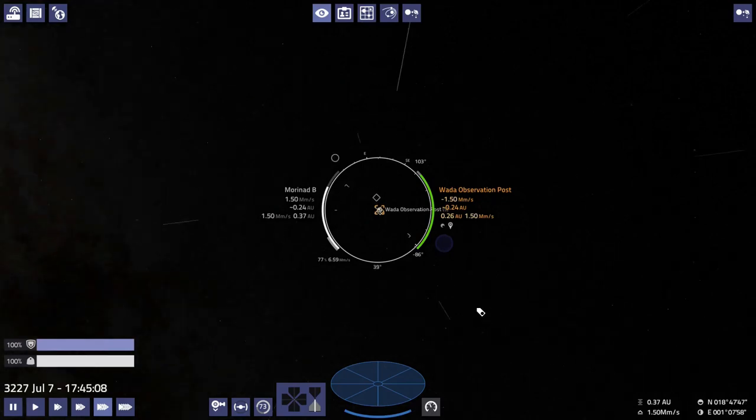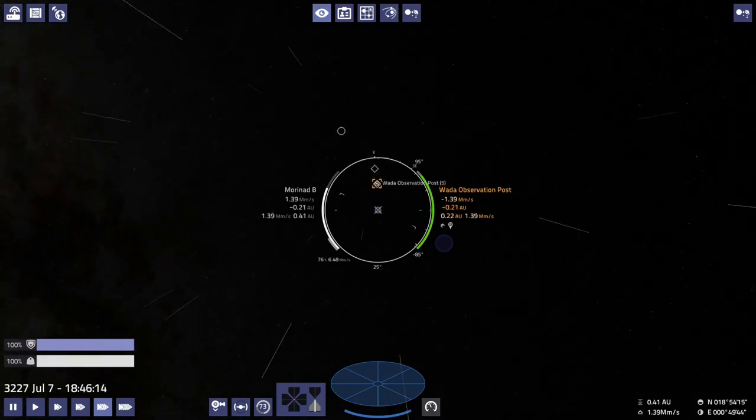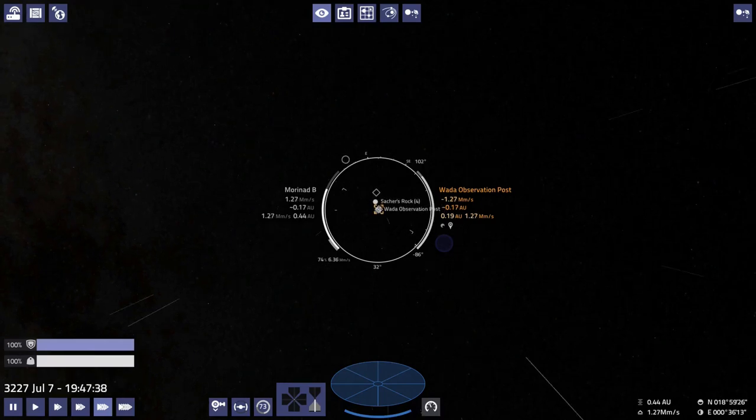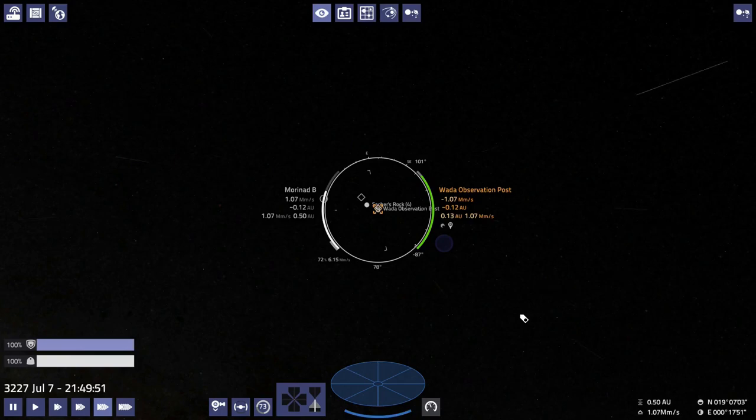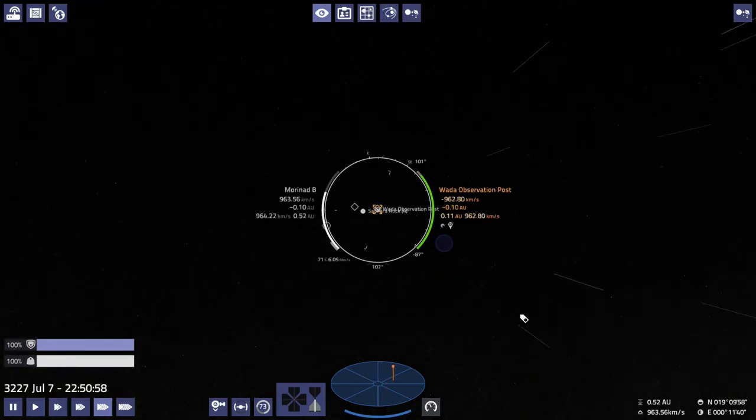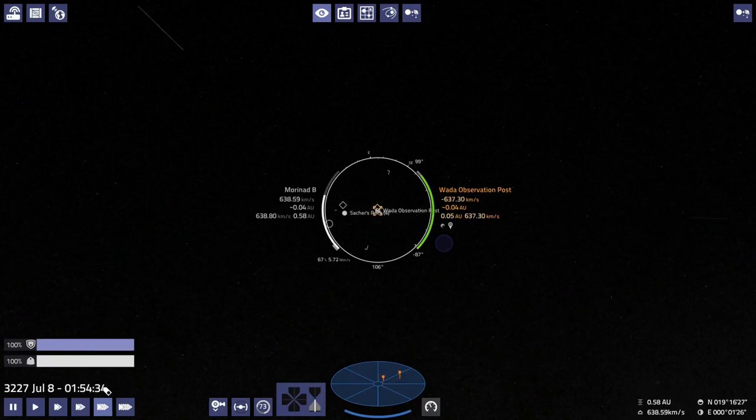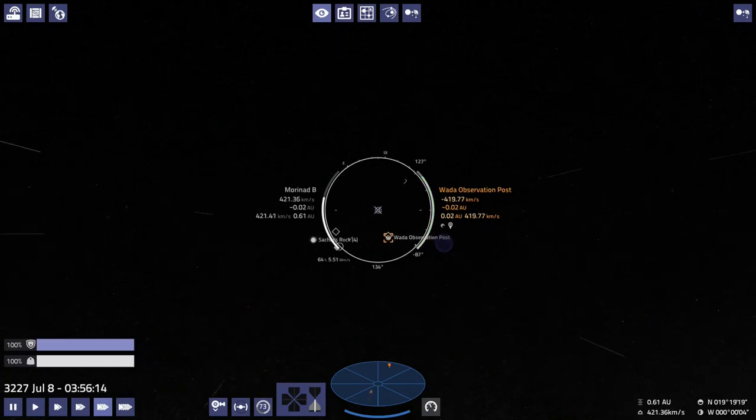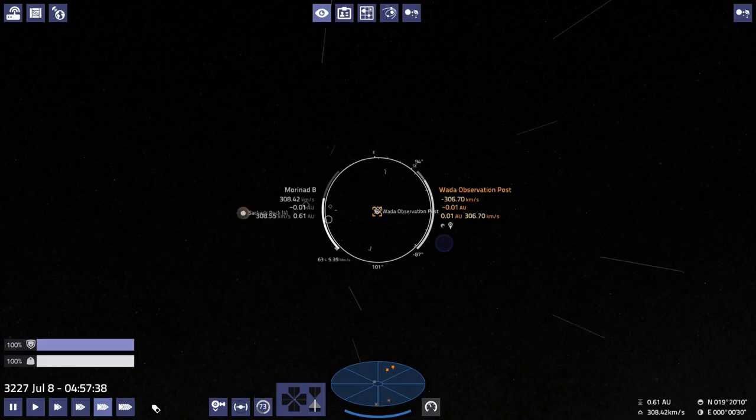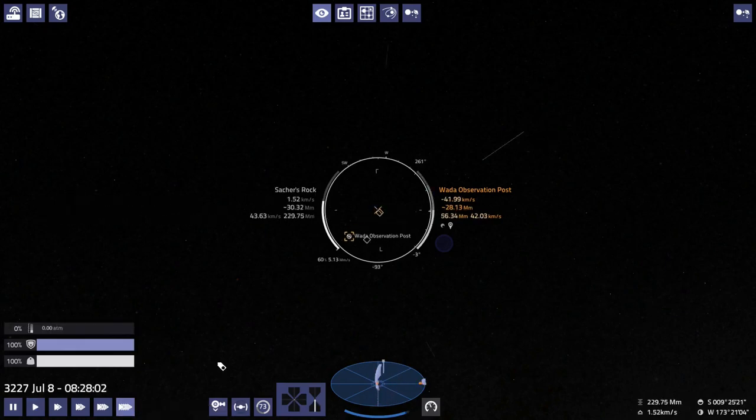Okay. Let's break for Wada. Thatcher's Rock. It doesn't look quite as Earth-like as the... Ooh!